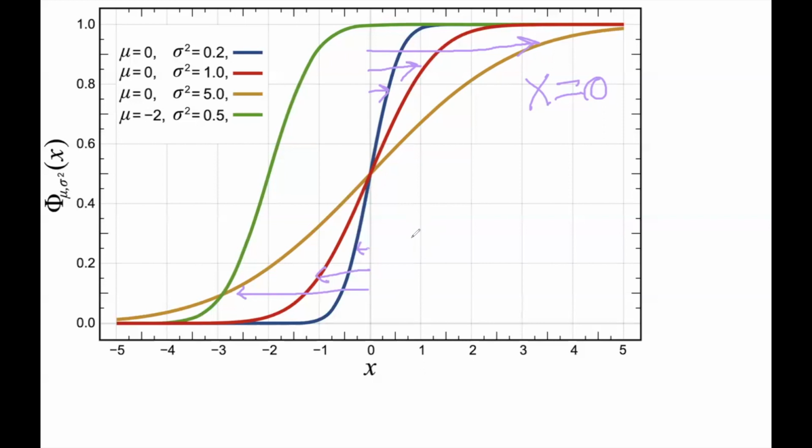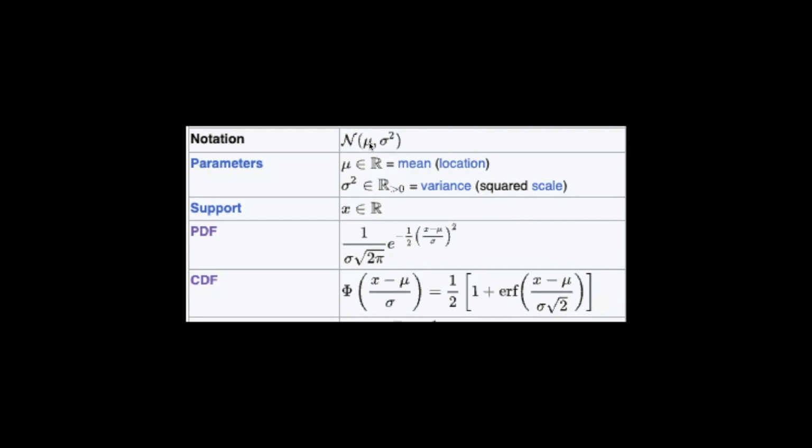There is of course a closed form equation. We saw the equation for the PDF of a Gaussian random variable. There is an equivalent formula for the CDF. You can see this is the formula for CDF and this is the formula for PDF, in this nice table showing the equation of PDF and the equation of CDF. I have taken this from Wikipedia.